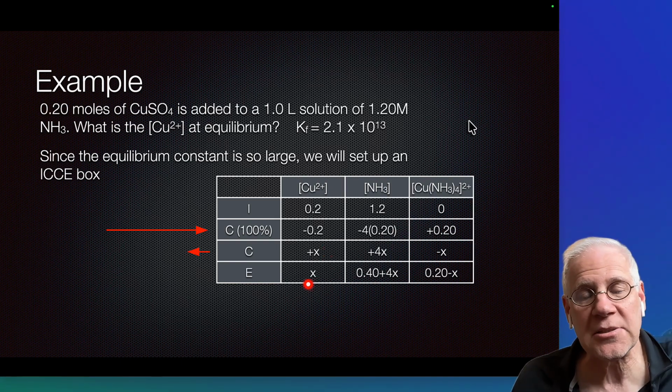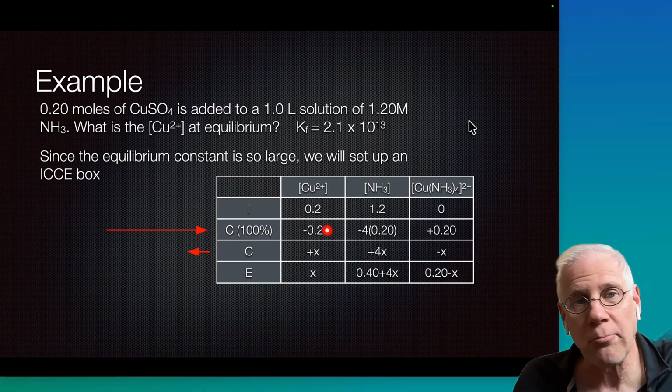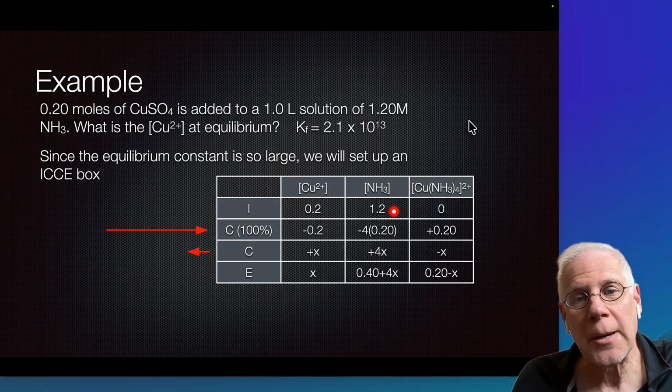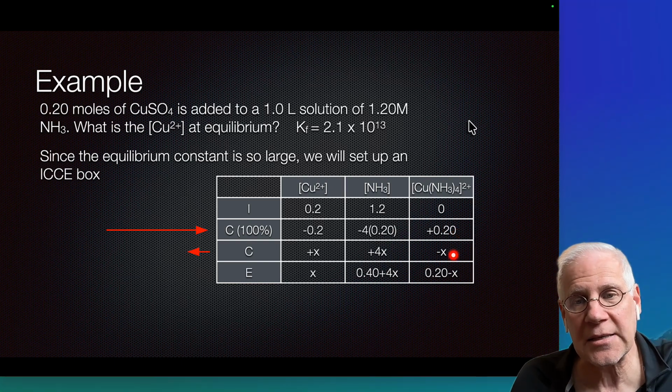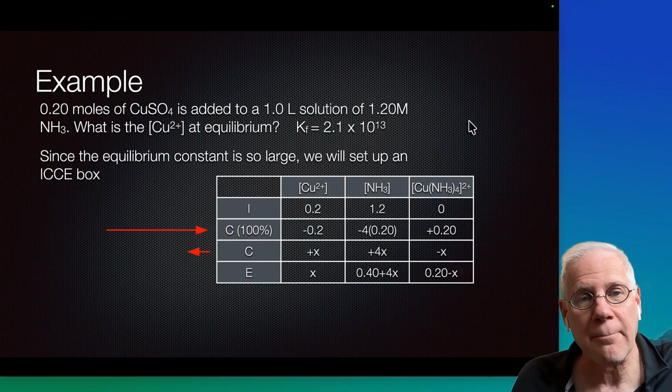Now to get my equilibrium concentrations, I still do the same thing as before. I just add everything up. 0.2 minus 0.2, 0. 0 plus X is X. 1.2 minus 4 times 0.2. Now this is going to be 0.8. So 1.2 minus 0.8 is 0.4. 0.4 plus 4X gives me 0.4 plus 4X. For my copper complex, I started with 0. I gained 0.2 in the 100% reaction. I lost X when it went back in the reverse direction. So now I have 0.2 minus X.